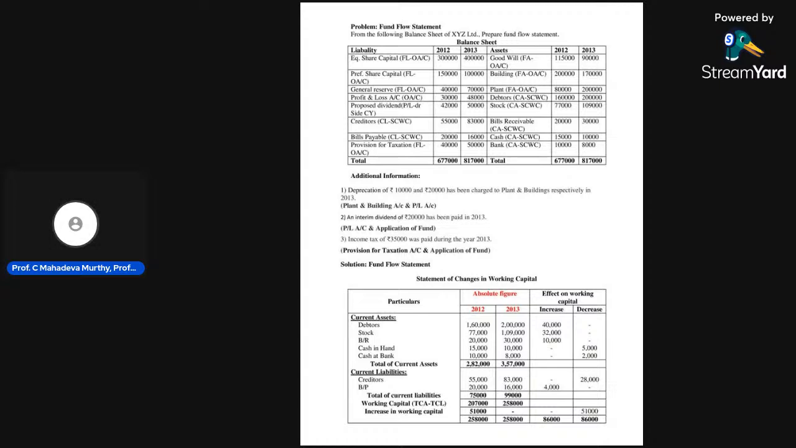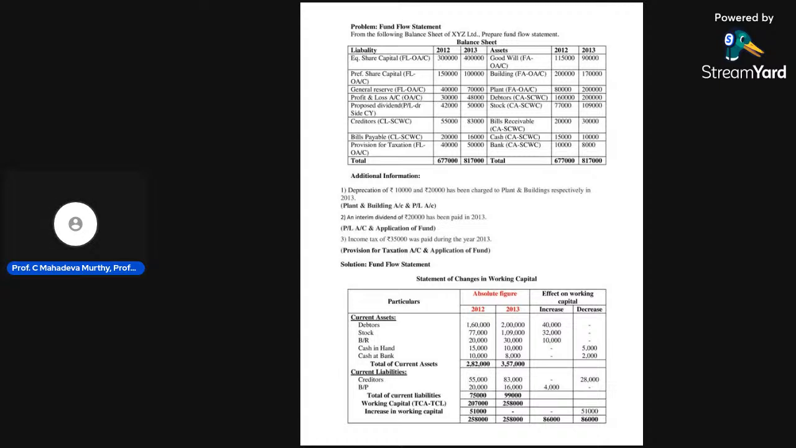Then proposed dividend, P&L account, debit side, current year. Previous year information is also there. Current year we need to consider in the schedule of change in fund flow statement.